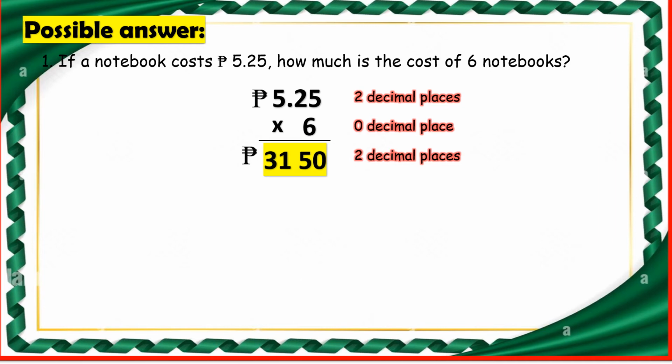3,150. So for the factors, we have two decimal places. Therefore, the product also has two decimal places. So we will move the decimal point two decimal places. So the answer is 31 pesos and 50 centavos.